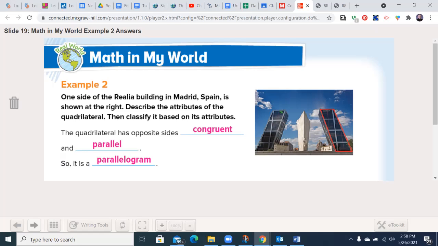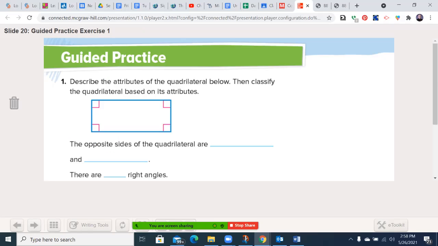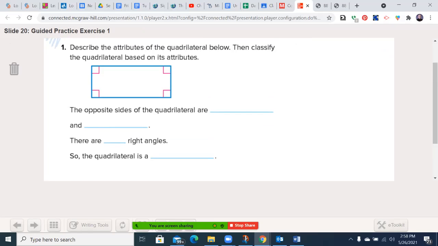Maybe a few more seconds to put that in. Let's go forward here. On the guided practice, go ahead and pause the video, fill this out, and then unpause the video to see how you did.